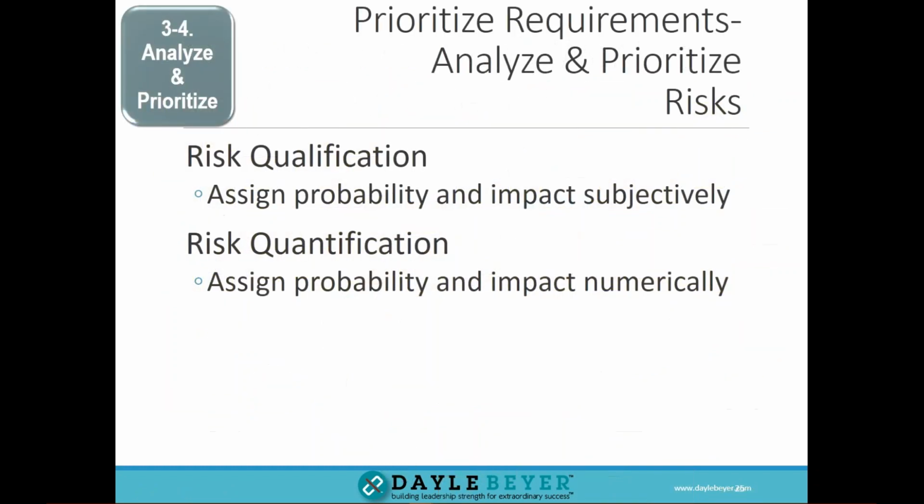So that comes in our next step here. That's about prioritizing, and this has to do with analysis and prioritization of risks. So we want to be able to analyze and prioritize our risks. Now we can do this 2 ways. If we have little time, we could do risk qualification. We could assign probability and impact subjectively, high, medium, or low, scale 1 to 3. Or if you have more detailed information in your organization, you can do quantitative risk analysis, assigning probability and impact numerically. And so here's an example of a probability scale.